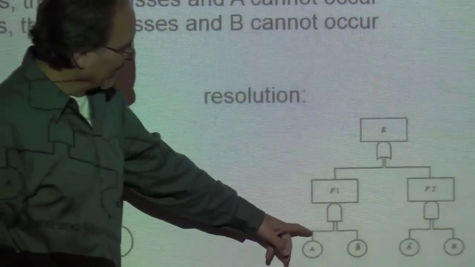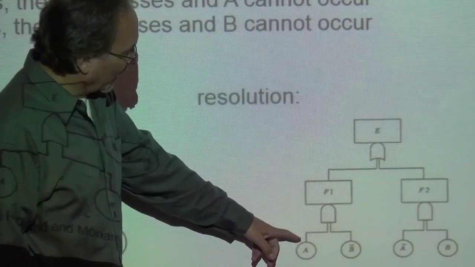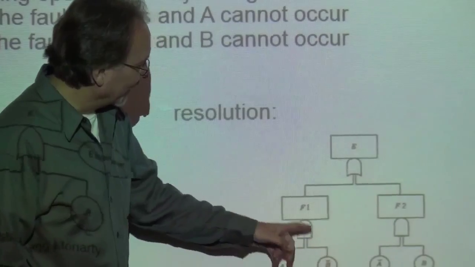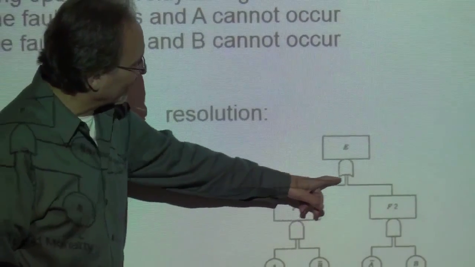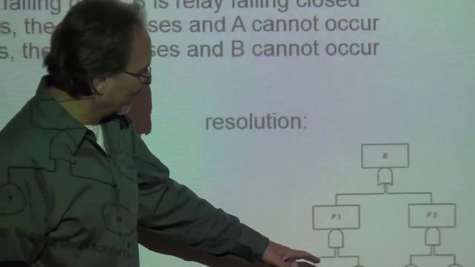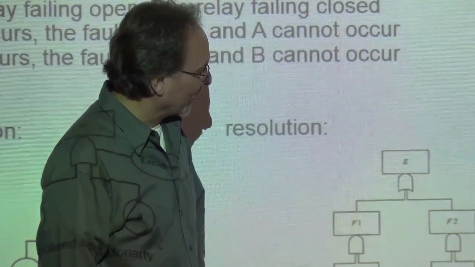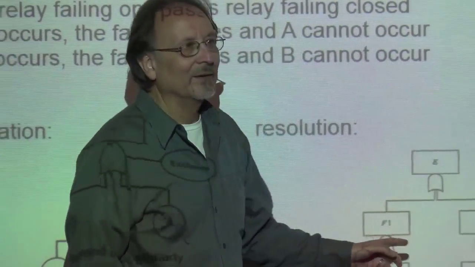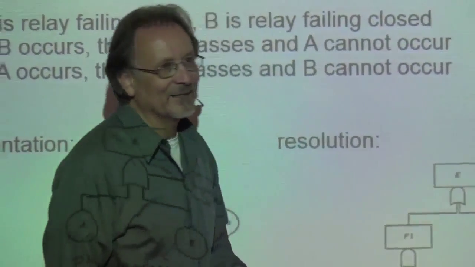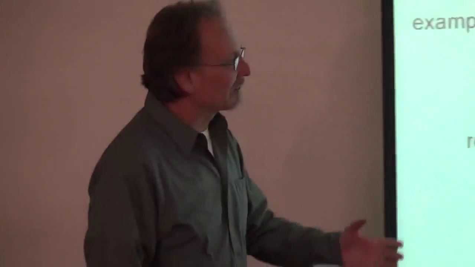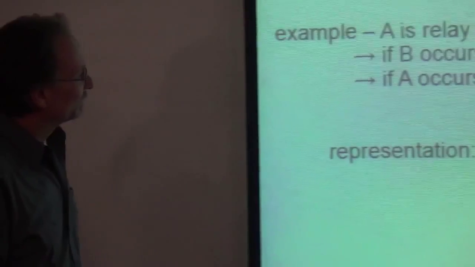So this is an AND gate and an OR gate. An AND gate is A and not B. Fault will pass and E will occur. Not A and B. Together, fault 2 will pass and E will occur. But both of these can occur. But if either one of them occurs, the fault will pass. So this is the resolution into simple AND and OR gates for this exclusive OR gate. Make sense?